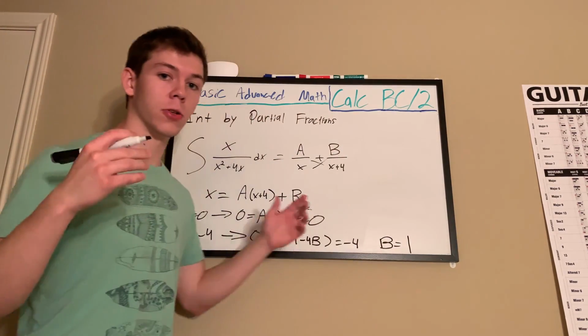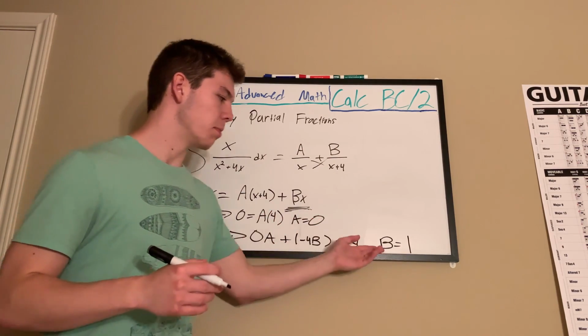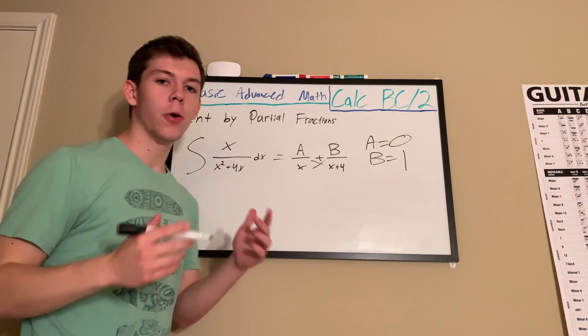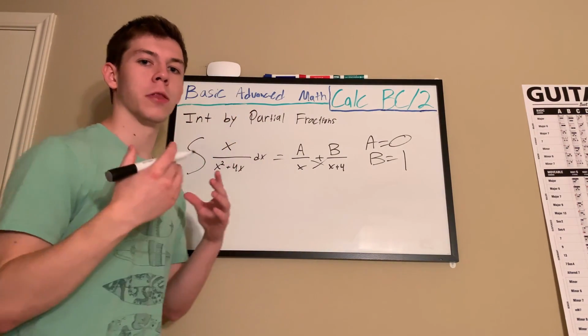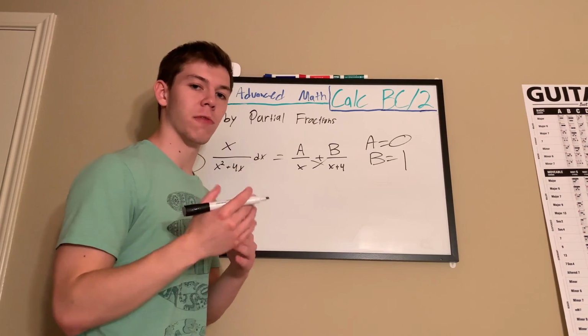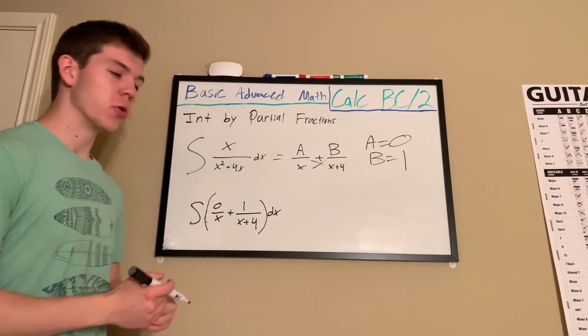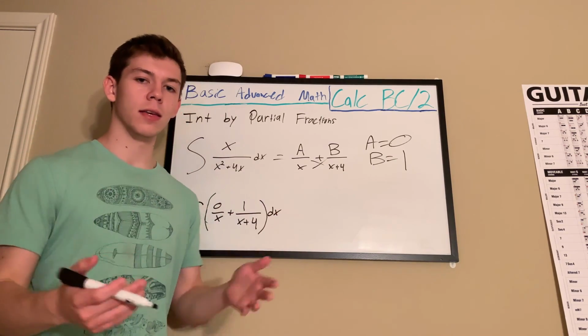So now we have our terms, we have our constants for the fractions. We have a equals 0, b equals 1. We're going to rewrite those up here. And now it is finally going to be time to solve for the integral. We're almost done. We've gotten through the hardest part. It's just plugging stuff in and actually integrating the equation. So when you plug in the constants to the equation, you get the integral of 0 over x plus 1 over x plus 4 dx.